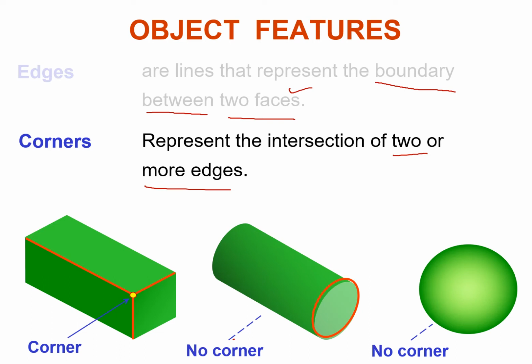So corners can only be found for prismatic shapes. As you can see, this is rectangular, so it has clear edges, and these edges have an intersection point. So this is what we represented as a corner. This does not have intersecting edges because there are faces on the sides and a lateral face, but these two edges do not intersect each other at any point, so there are no corners. And similarly, this shape does not have any edges and it does not have any corners.